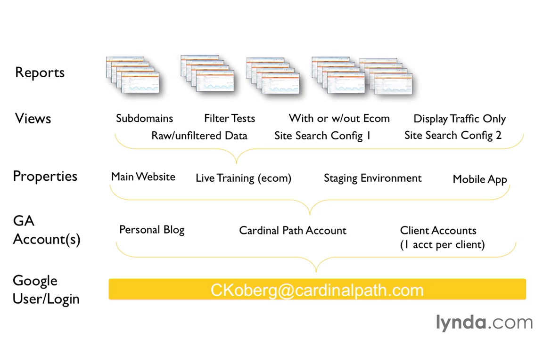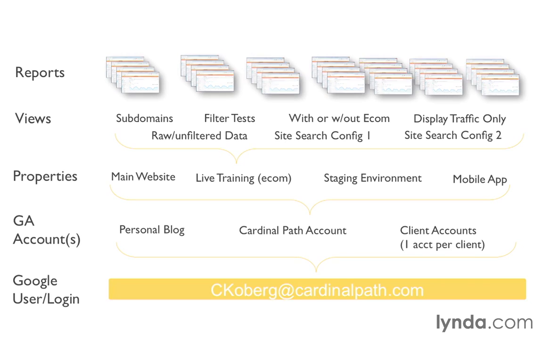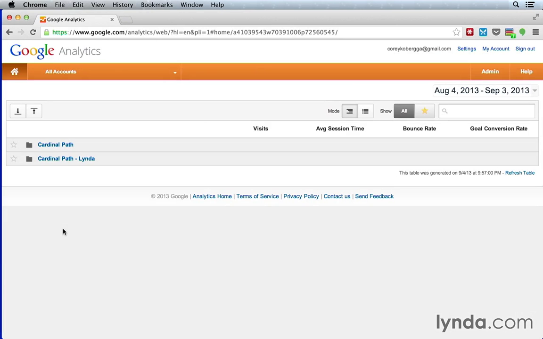And then, of course, there are the reports themselves. The reports are based on the settings in the view that modify how you see the data that's contained in the property. Let's take a look at how this might look in an actual example. When you log into Google Analytics, you're going to see a screen like this. This is your home screen.